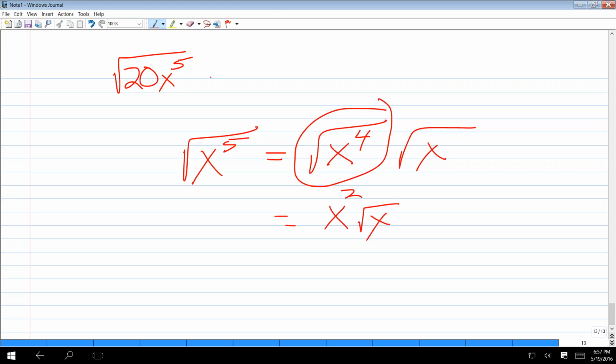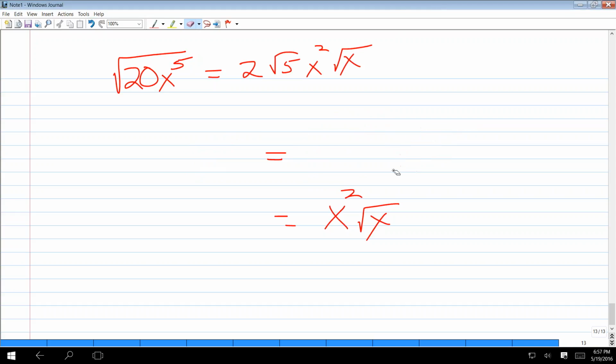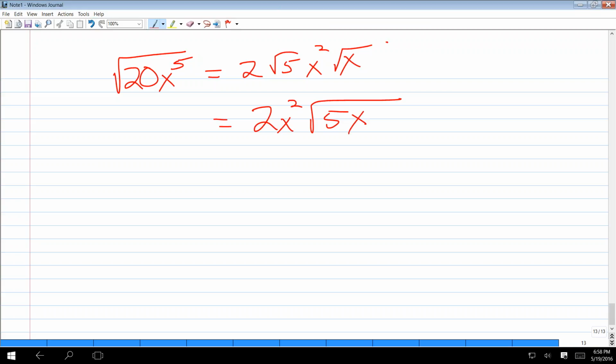Okay? So now we do both. We figure out, well, what was square root of 20? Square root of 20 was 2 square roots of 5. And now I've got x squared times square root of x. That takes care of the whole thing. But now let's simplify it a little bit. I got two radicals. I might as well put both things that are in the radical together. So this turns into 2x squared square root of 5x.